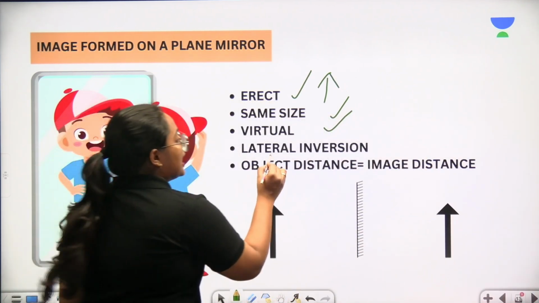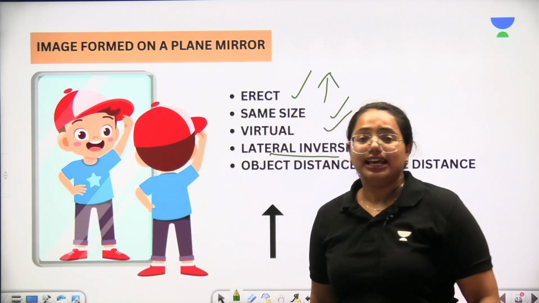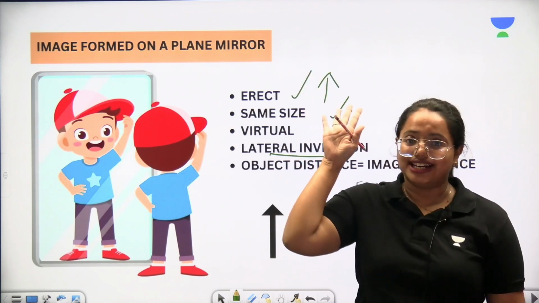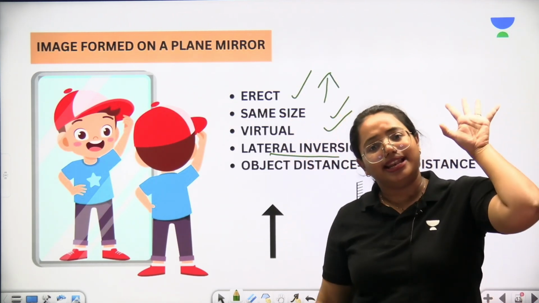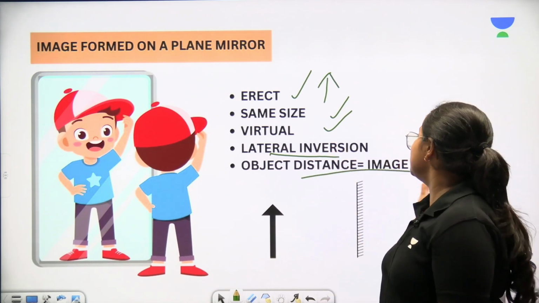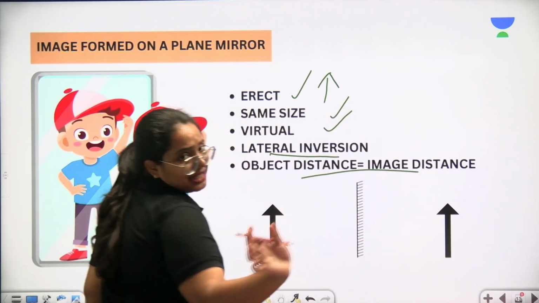And what about lateral inversion? Oh, that's an amazing phenomenon in which if you raise your left hand, it shows as right hand. And if you raise your right hand, the image will be shown as left hand. So this is nothing but lateral inversion. And object distance is equal to image distance. How is it possible? Let me break it down for you.